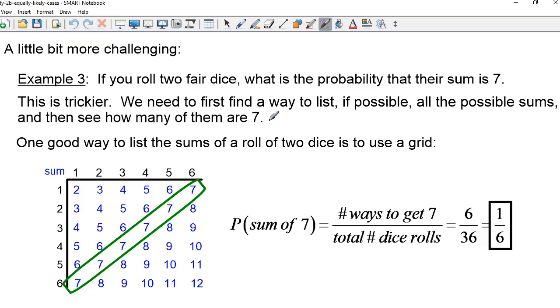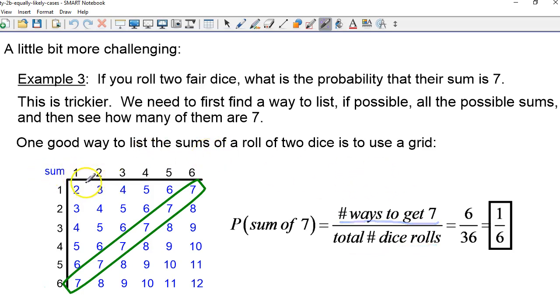Okay, let's make it a little bit more challenging. In example 3 here, if you roll 2 fair dice, then what's the probability that their sum would be 7? This is a little trickier just because it's a little harder to do the counting. The structure is the same. The probability that a sum of 7 will be rolled is going to be, on the denominator, the total number of dice rolls, and then in the numerator the number of ways specifically to get a sum of 7. So a great way to deal with rolls of 2 dice is to use a grid.